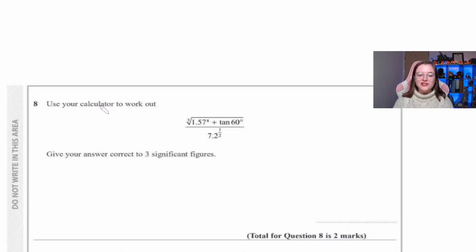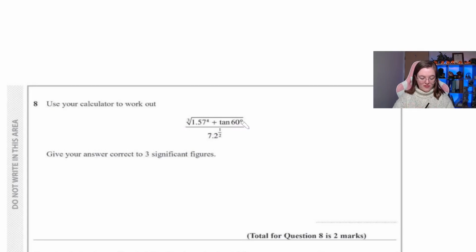Question 8, use your calculator to work out that there. Give your answer correct to 3 significant figures. So I'll talk you through how you type it in, because this shouldn't really be a question that you get wrong, as long as you're careful with what you type in your calculator. So fraction button goes first, because everything then populates like the fraction button. And then on top, we need the cube root button, which is shift and then square root.